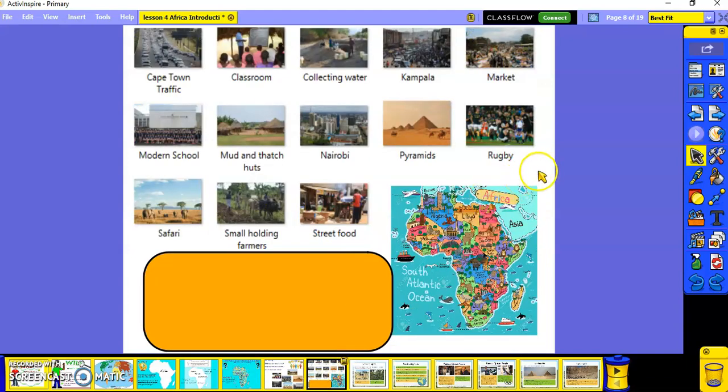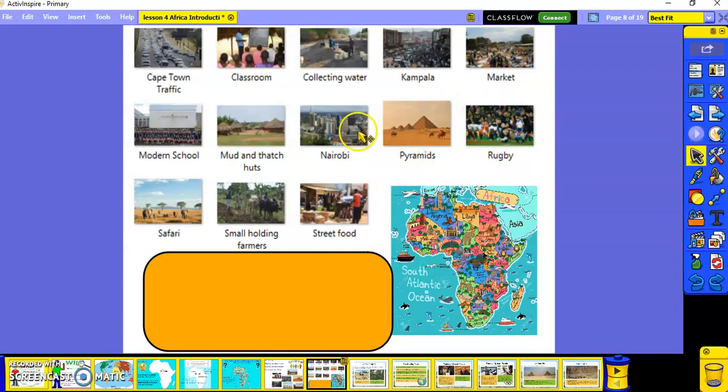Okay, let's have a look at the different pictures. So this one here is a picture of Cape Town traffic. It looks incredibly busy there. Then we've got a picture of a classroom. We've got collecting water. We've got Kampala. We've got a market. We've got rugby.